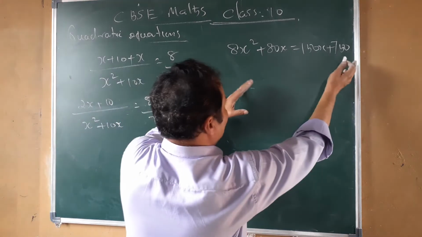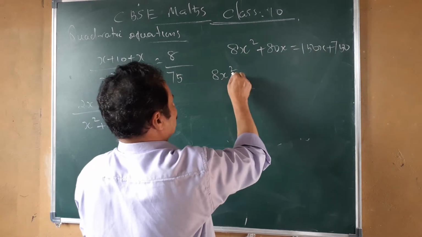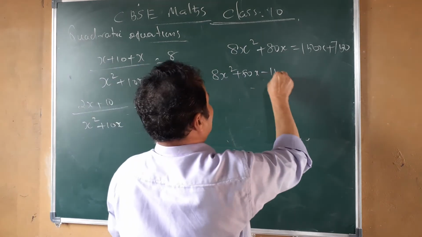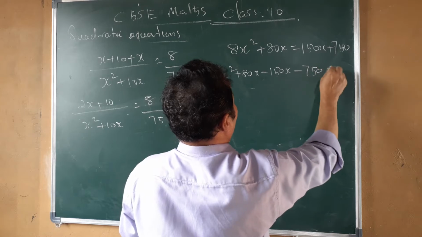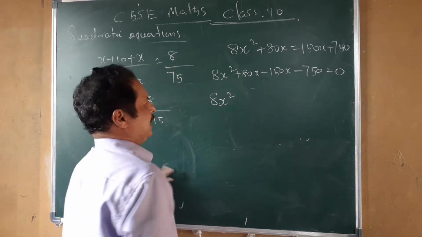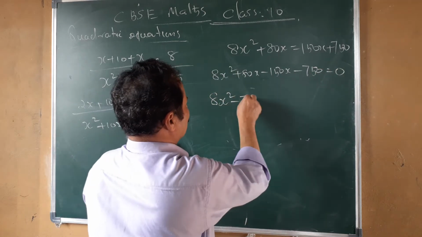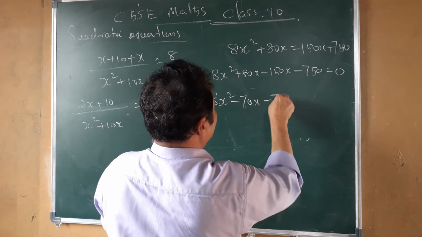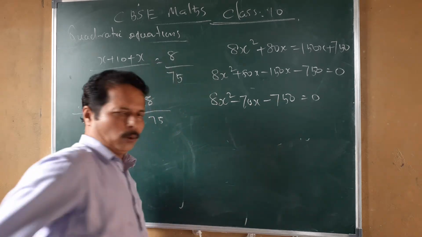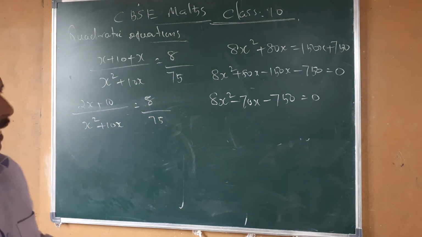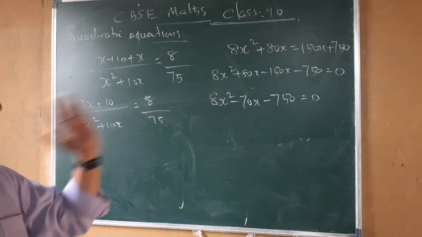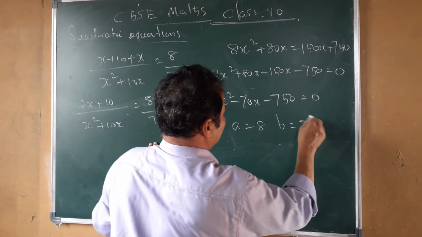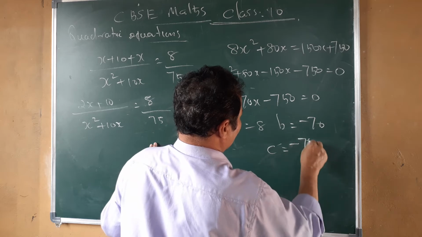So all the terms transferred to this side: 8x square plus 80x minus 150x minus 750 equal to 0. That is 8x square, and if you add this, you get minus 70x, and the number is minus 750, equal to 0. Now it is in the form of ax square plus bx plus c. If you complete it, you get the answer. Once again, look here: a is equal to 8, b is equal to minus 70, c is equal to minus 750.